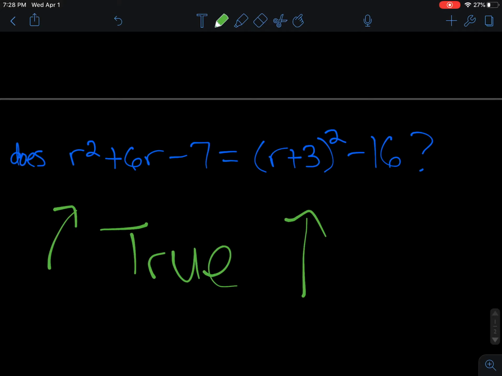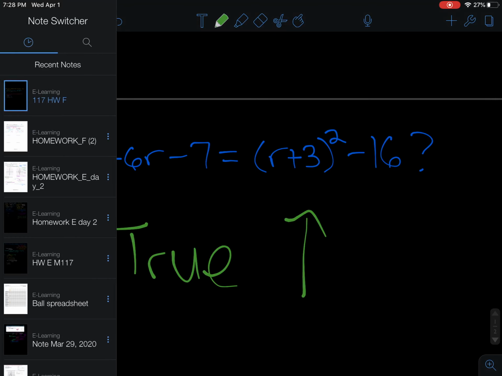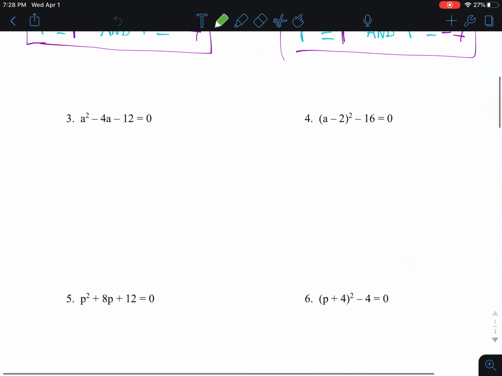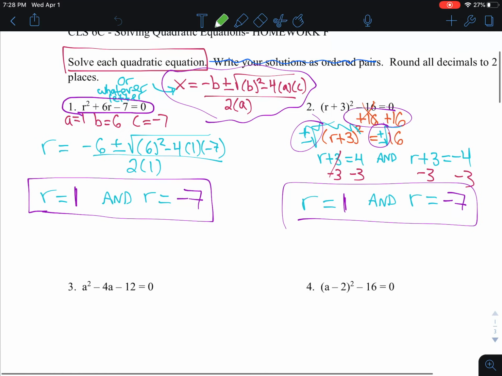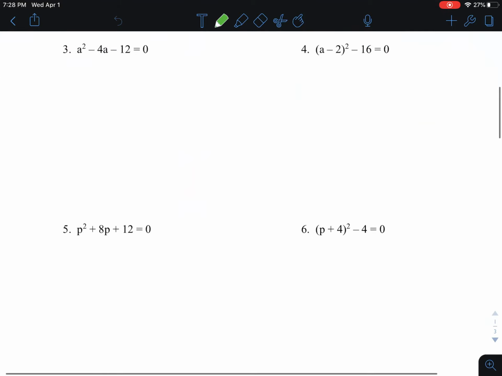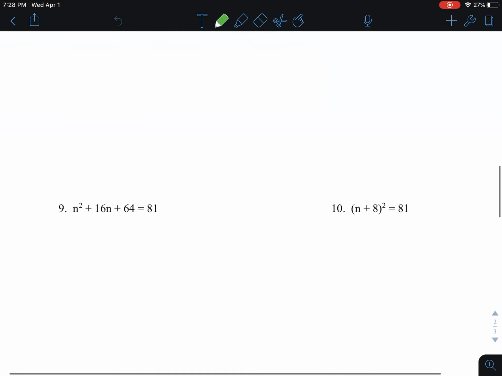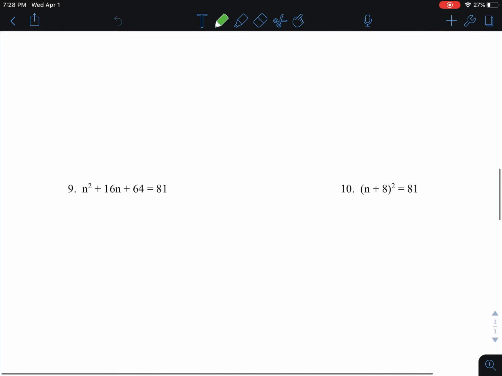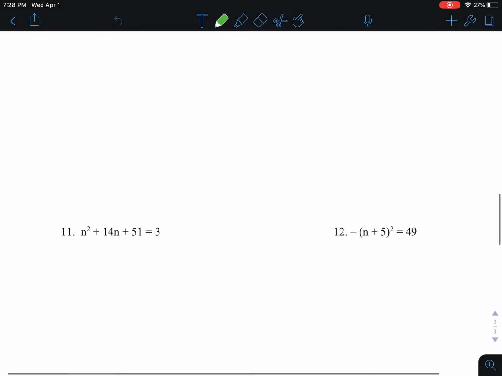They equal each other. The connection that hopefully you're making is that when you do these problems on homework F, you're going to notice that 3 and 4 have the same answer. 5 and 6 have the same answer because they're the same quadratic. Now I'm going to give you a warning. You're going to be doing 7, 8, 9, 10, 11, and 12. 7 and 8 will have the same answer. 9 and 10 will have the same answer. 11 and 12 will not have the same answer. So just to be clear, these two don't equal each other, but the others do. Just a heads up.